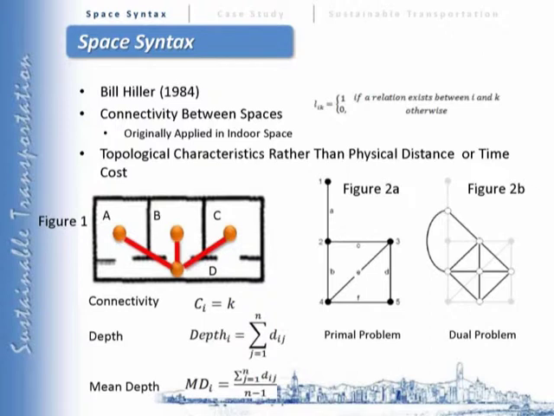Figure 2a shows a primal problem where the focus is on the nodes, which refer to the street junctions, while the links refer to the streets in this occasion. The basic unit of the primal problem is the node.